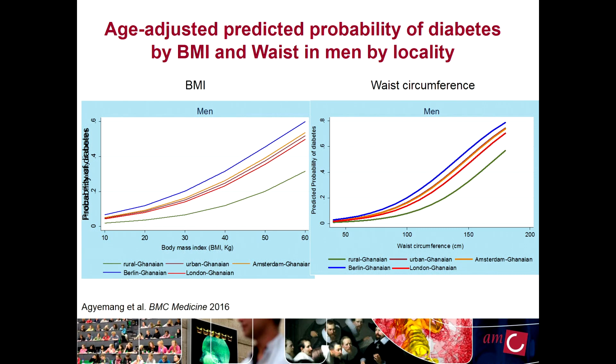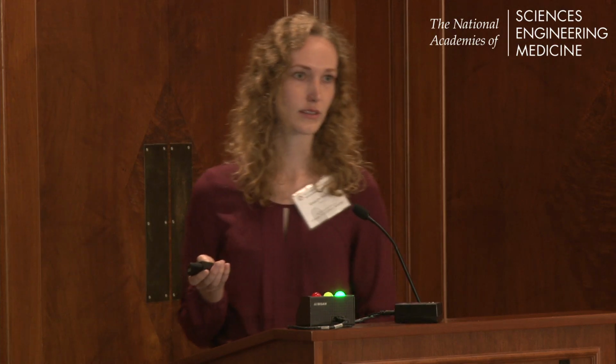So for the same BMI, the probability of diabetes is higher in Berlin compared to rural Ghana. And we see the same for waist circumference. For the same waist circumference, there's a higher probability of diabetes in Berlin compared to rural Ghana. These are the data for men, but we see a similar pattern in women. So this clearly illustrates the role of national context beyond just BMI.